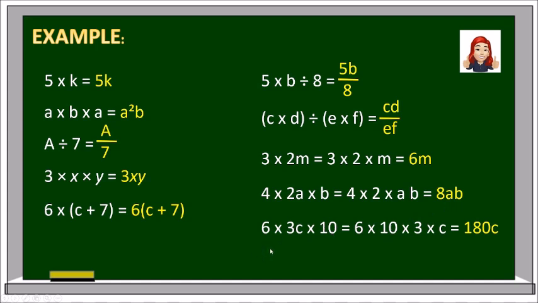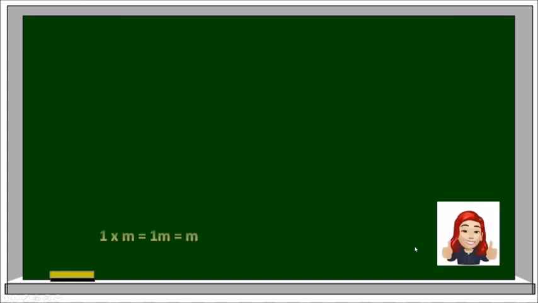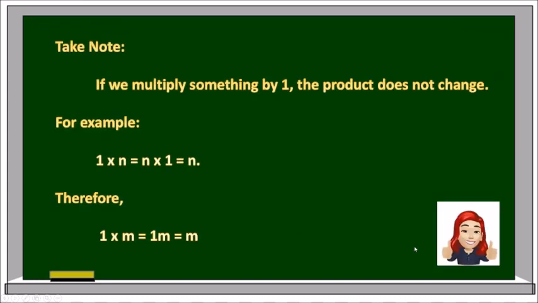Next is 6 times 3c times 10, which is equal to 6 times 10 times 3 times c, which is equal to 180c. Take note, if we multiply something by 1, the product does not change. For example, 1 times n is equal to n times 1, which is equal to n. Therefore, 1 times m is equal to 1m, or simply m.